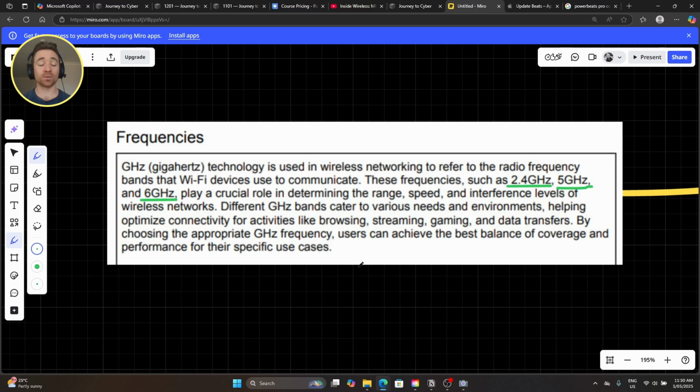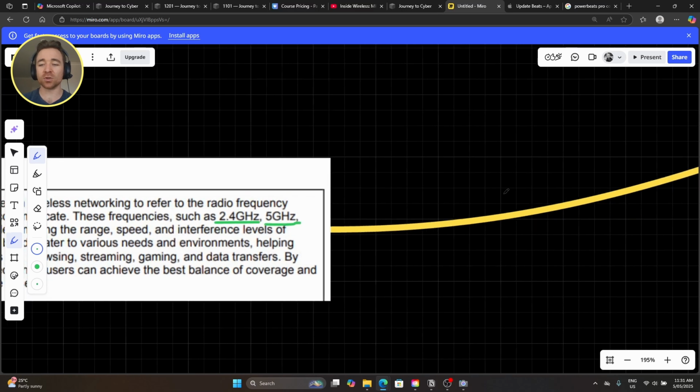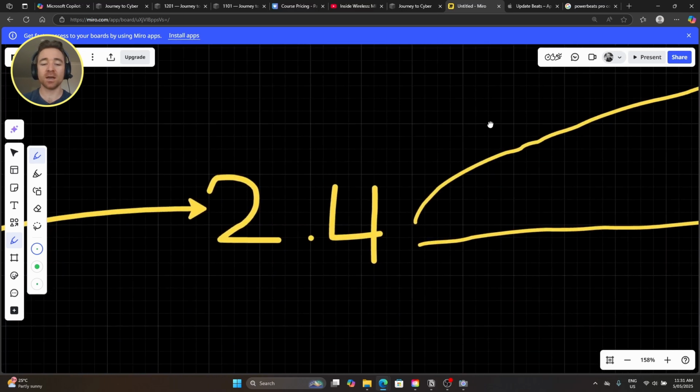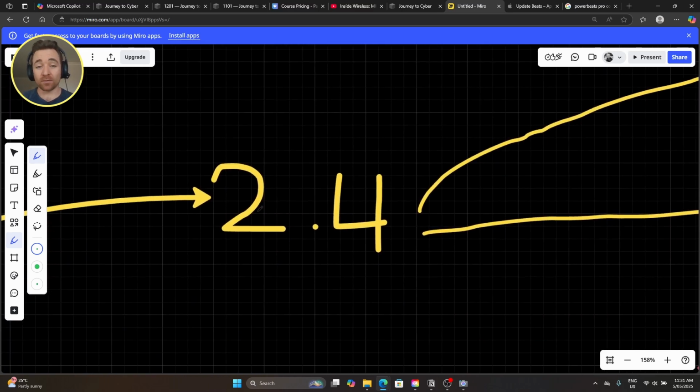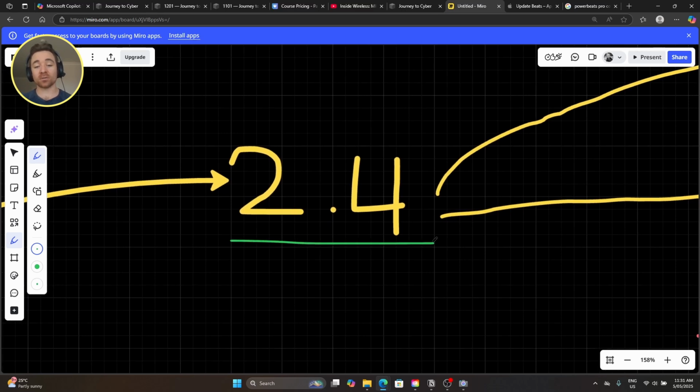Some of them are really, really fast, but they can't go very far. Some of them are easily interrupted by things like baby monitors and microwaves. So we need to think about those kinds of things when we're thinking about which one to use. I'm going to tell you what we need to be thinking about when it comes to these and what the pros and cons are of each. So first of all, before we get to the notes, we'll go through a visual representation. Okay. Let's start with the 2.4 gigahertz frequency.